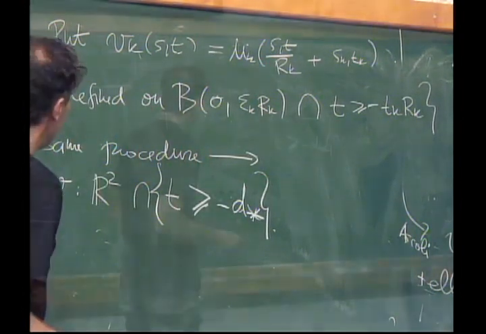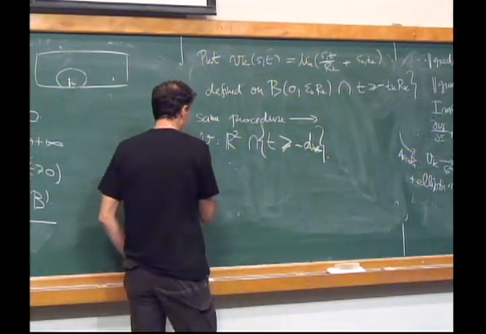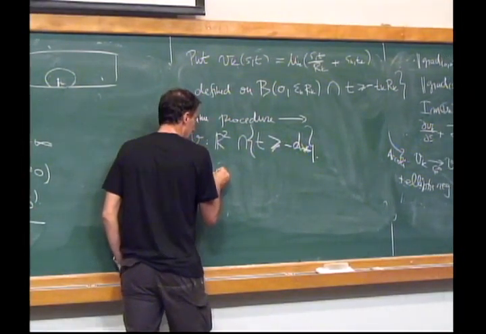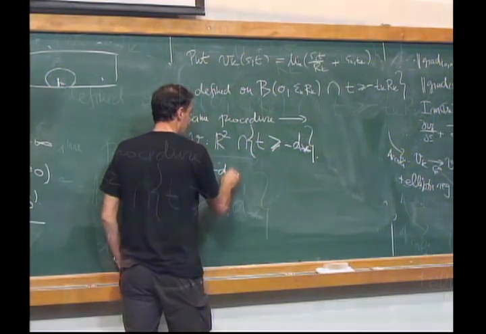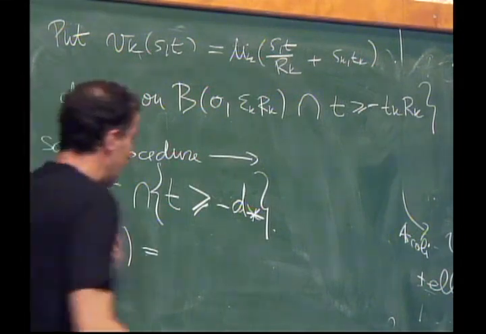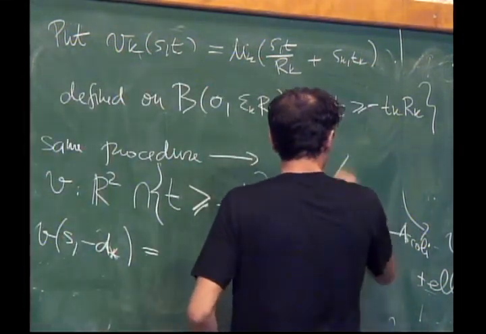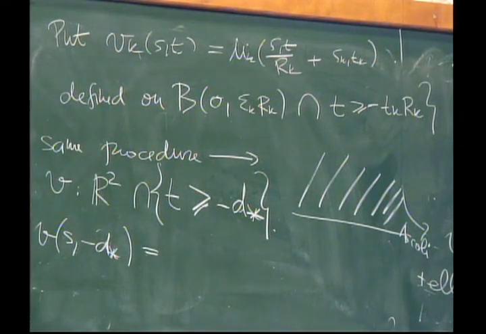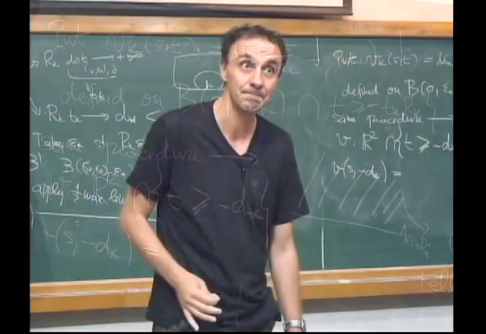Another important thing to say here is that if you have V of S and minus D star, this is defined on this kind of space. Okay? It's holomorphic, like the other one, except for the fact that it's not defined on R2. It's defined on a half plane.